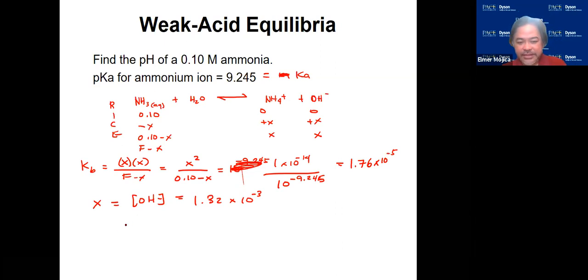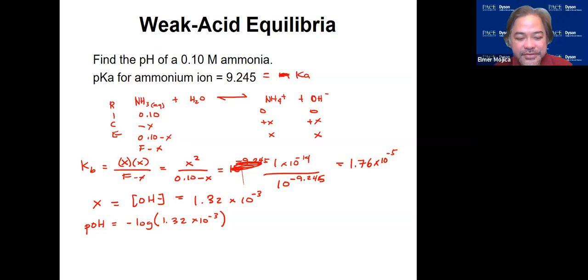So once I have the X here, I can get the pOH. Now you might ask why pOH? Because the X value that I have there is for a hydroxide, not a hydronium ion. So getting the X there, negative log of 1.32 times 10 to the negative 3, that is going to be around 2.88, which I'm going to subtract from 14. So the pH that I have here is 11.12.